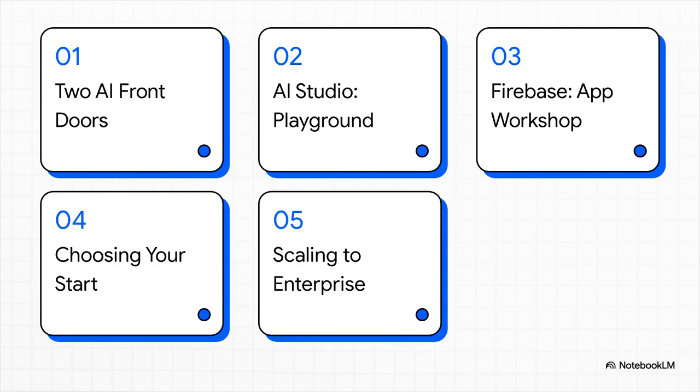Here's our game plan. We'll start by looking at what Google calls its two front doors strategy. Then, we'll dive deep into AI Studio, the playground, and then check out Firebase Studio, the app workshop. After that, we'll give you a framework for choosing your starting point, and this is the important part, we'll show you how each path scales up to a real enterprise-grade solution.